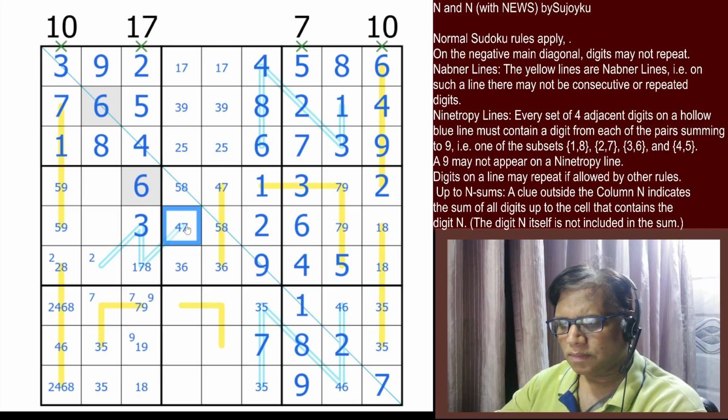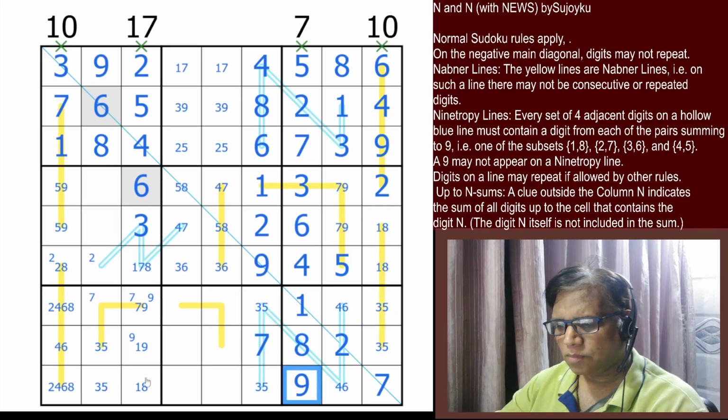4, 7, 5, 8, 4, 7, 2, 6. See, look at the way they are, right? If 3 is here, you cannot have 4 here. That will be 7. If 6 is here, you cannot have 7 here. That will be 4. If 7 is here, you cannot have 8 and 6 here. So it will be 5 and 3. 3, 5, 3, 5 is there.